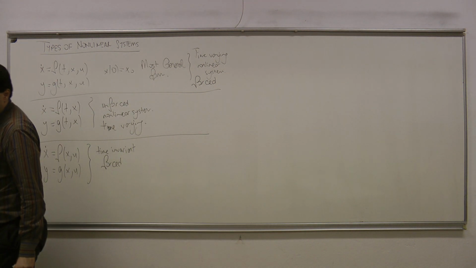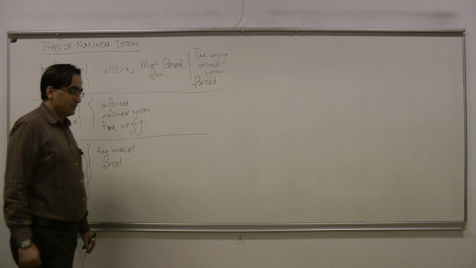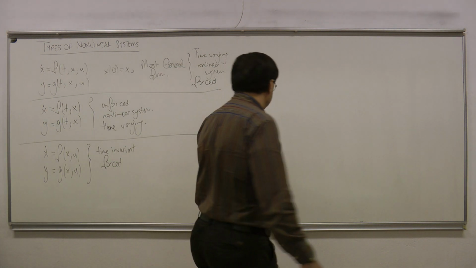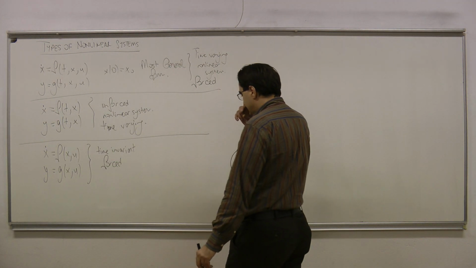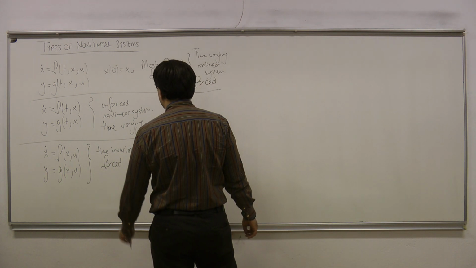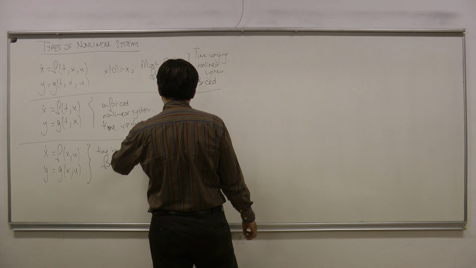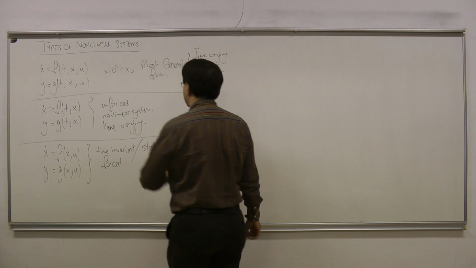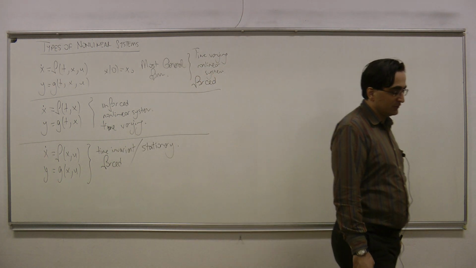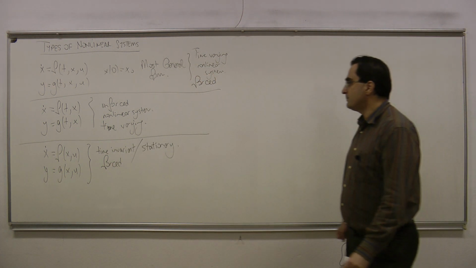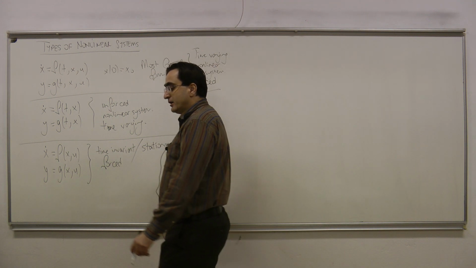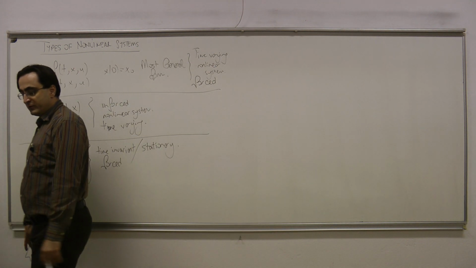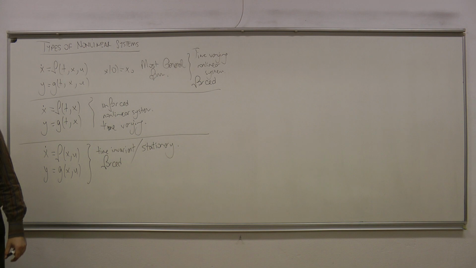Okay? So sometimes, especially physics people or mathematics people, people in these sciences, they call time invariant as a stationary system. Okay? It means the same thing. The relationship between the variables does not change with respect to time.